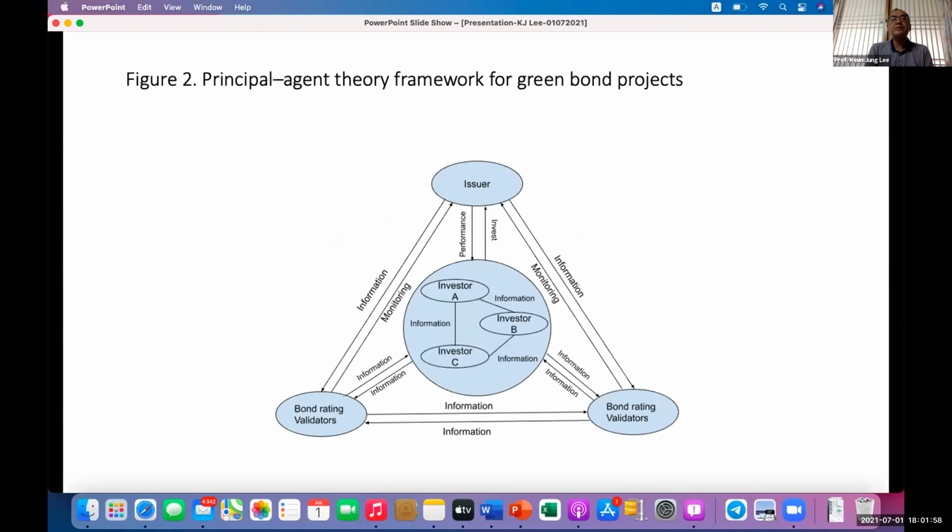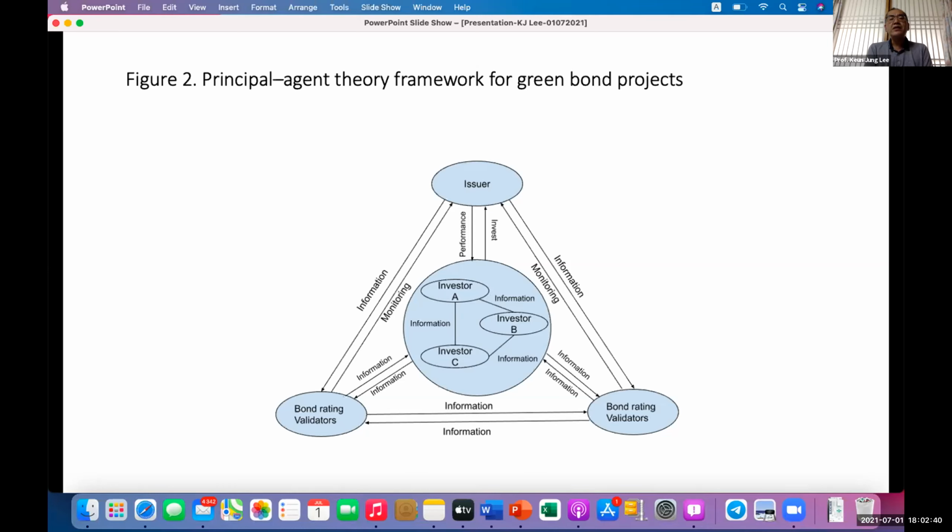Regarding the blockchain participant network in figure 1, I made a drawing to explain the principal agent theory framework for the green bond project. That's why we have to think carefully about what happens here. In principal agent theory there are usually two risks: one is adverse selection, and the second is moral hazard. The agency usually wants to pursue its own interest. Therefore, we have the issuer, the bond rating, and the validators.